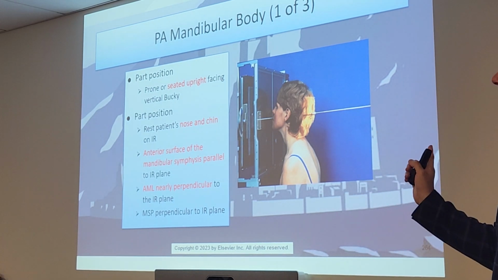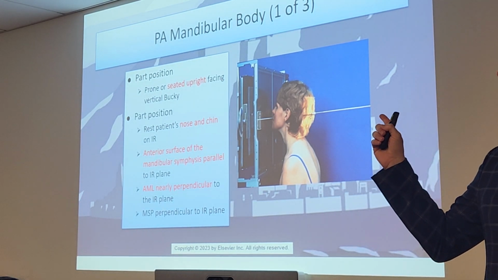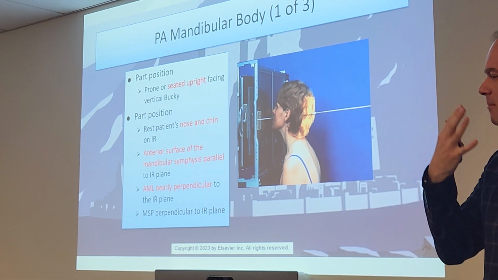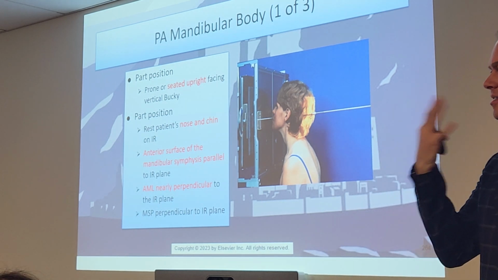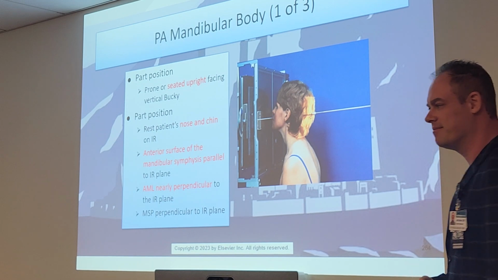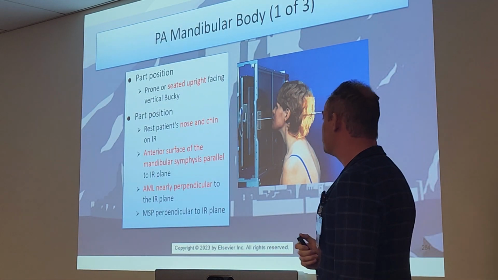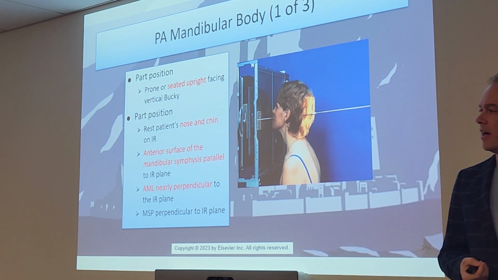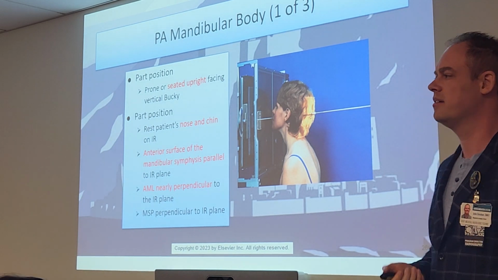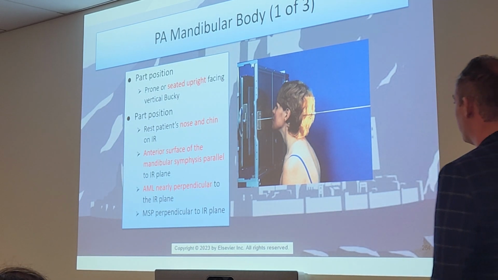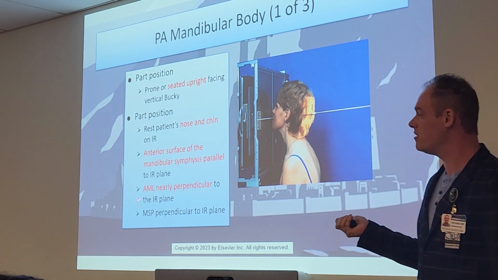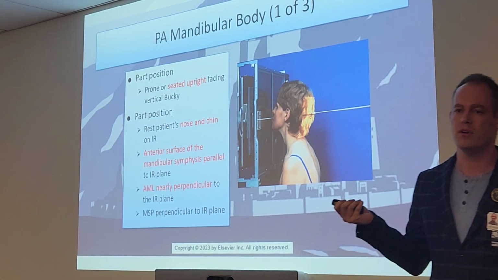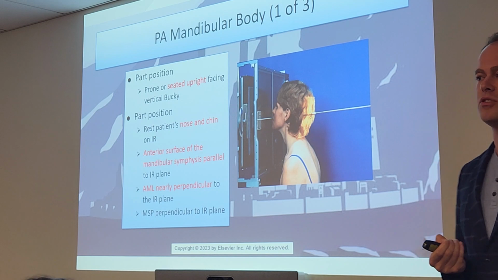So from rami to body, we now put the patient's nose and chin on the IR, or as I like to say, have them kiss the IR. Probably don't tell them to do that, but if you can imagine them putting their lips on the IR like they're kissing the mirror, that's essentially what the patient's doing. So the anterior surface of the mandibular symphysis is parallel to the IR. AML is nearly, if not all the way, perpendicular. We're using the AML line on this one, which goes to the canthion. And MSP is perpendicular to the IR as well. The biggest change there, of course, is what we're making perpendicular: the fact that we're using nose and chin instead of nose and forehead, which we've been using for all the other ones. So be careful. It's a subtle change that you can miss if you're not paying attention to those details.